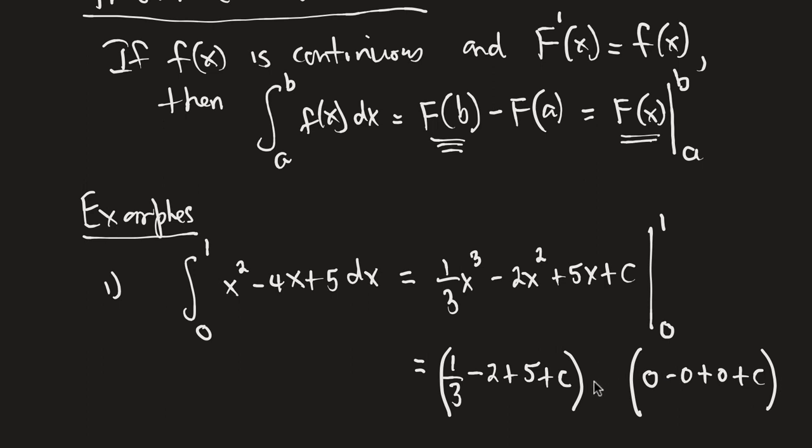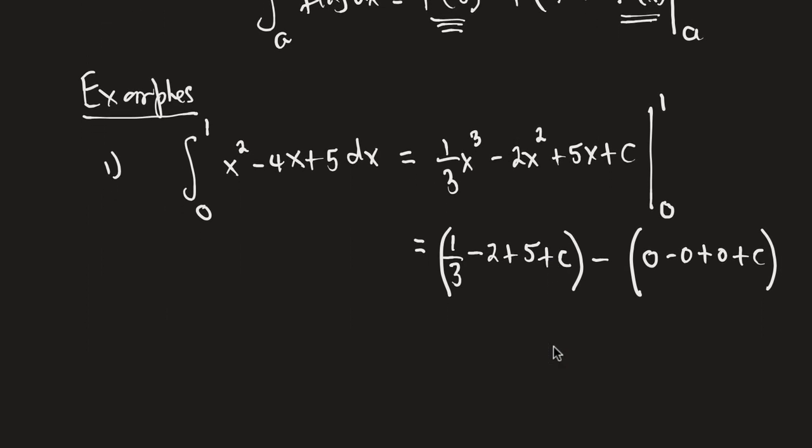And then the theorem says I have to take a difference. Right? So I have to take a difference. But in taking the difference, what happens is the constant cancels out. So all I'm left with is 1/3 minus 2 plus 5. The c cancels out because I have c minus c. And all of these terms just happen to evaluate to 0. Right? And then what we have here is, so we can write this with fractions with denominator 3.